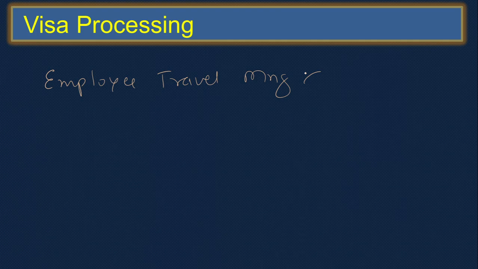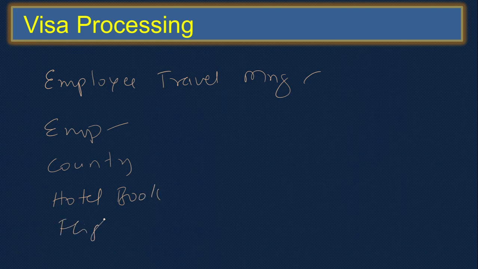Any number of titles we can give, but whichever you feel like you can always give, not a problem. So here what we can do is, first we need to create the employees. Then the countries where they would like to travel, the country details. They require hotel details, so you can do hotel booking. Flight tickets have to be booked, so you can book the flight ticket.